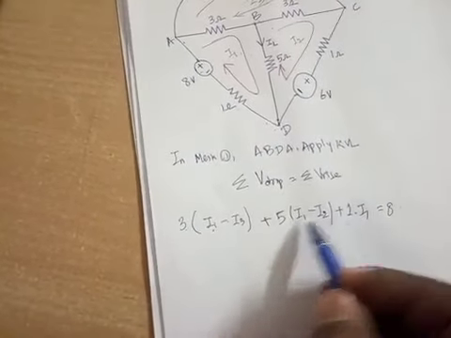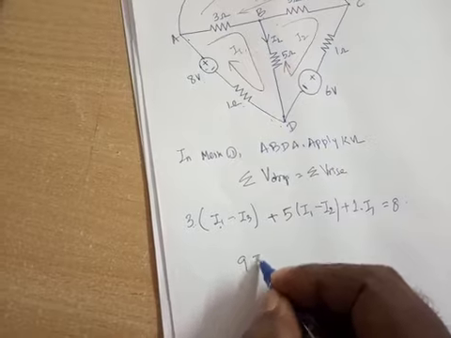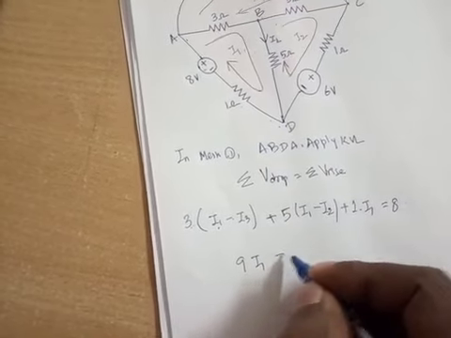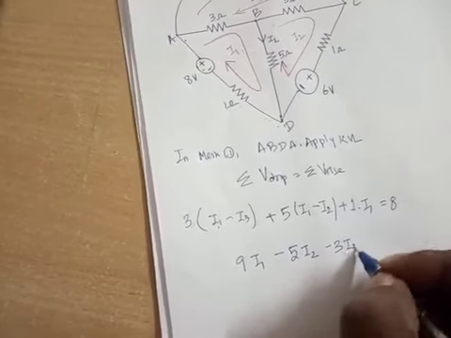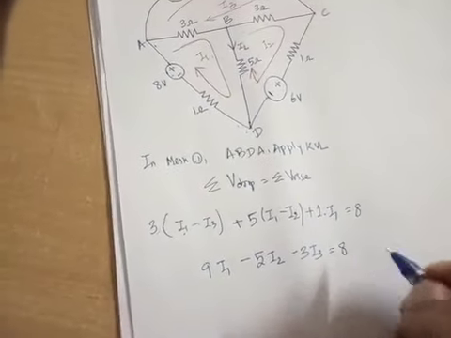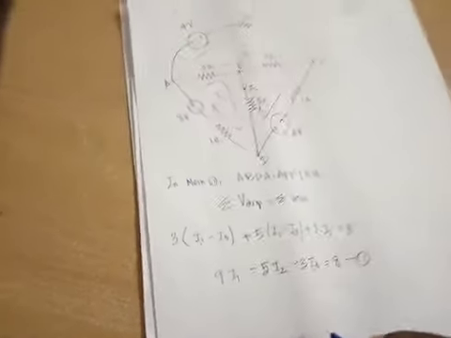Solve the equation: 3I1 plus 5I1 plus I1, so 9I1, minus 5I2 minus 3I3 equals 8. This is our first equation.